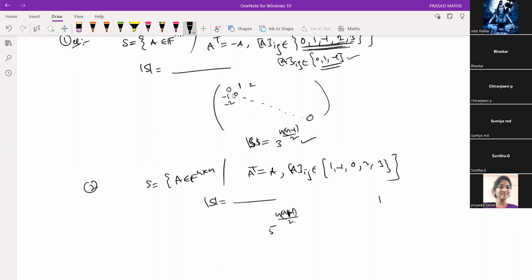If you take -1 here, automatically -1 is there on the other side. If you take 2 here, you take 2 there. If you take 3 here, automatically 3 there. So there is no problem with symmetric matrices. So the cardinality of S is 5 power n into n plus 1 by 2. The restriction is only for the skew symmetric matrix. So this is an important idea.